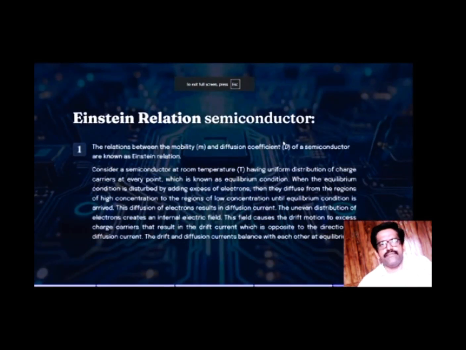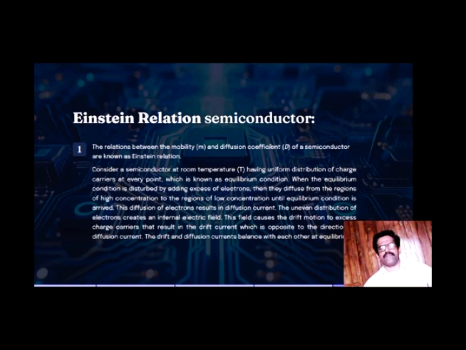The Einstein relation for a semiconductor gives the relation between drift current and diffusion current. It gives the relation between the coefficient of diffusion and the mobility of charge carriers. That is nothing but the Einstein relation for semiconductors.